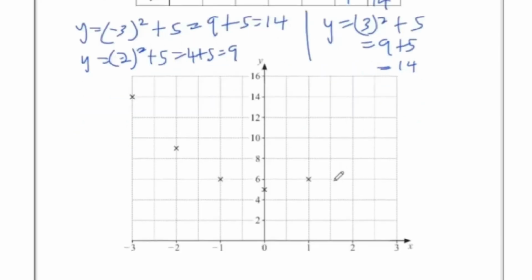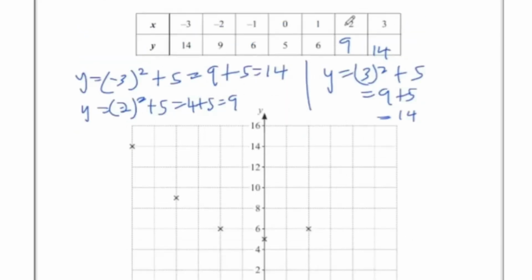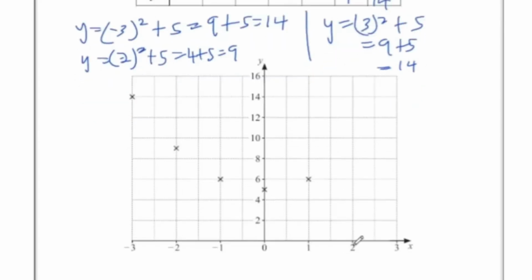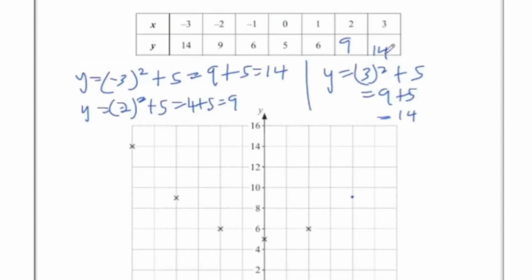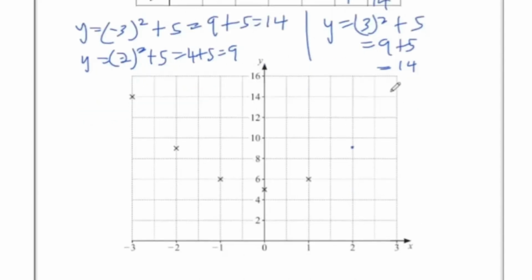So we can plot this. When x is 2, y is 9, which is between 8 and 10. So that's the point there. Then when x is 3, y is 14, this is it here. So that's all that there is to it. All we need to do at this point is just to connect this.